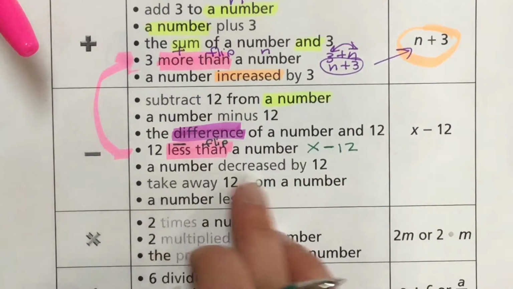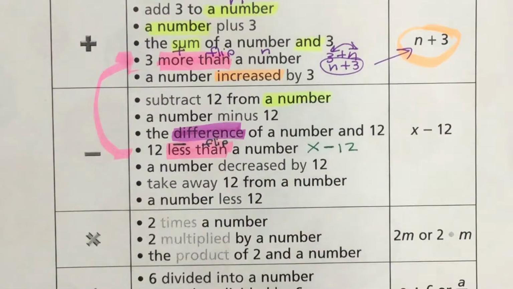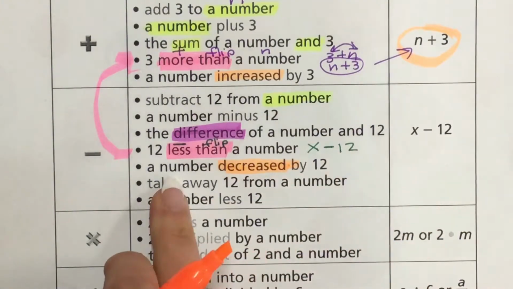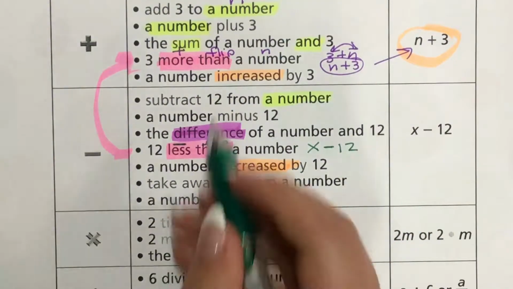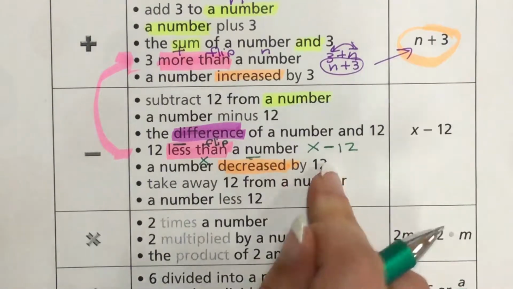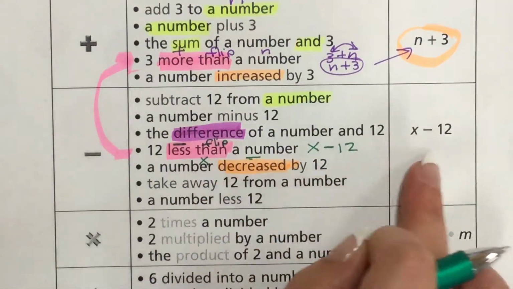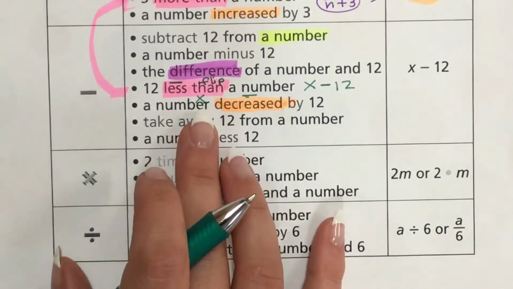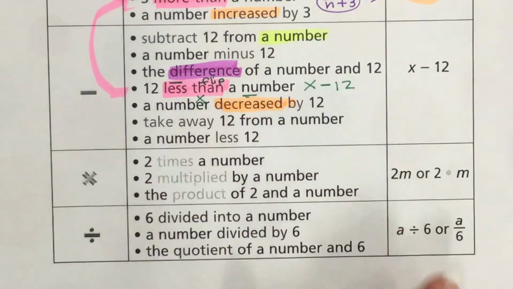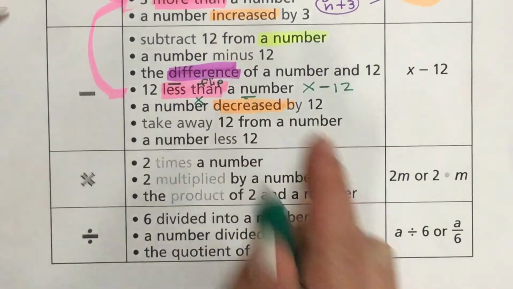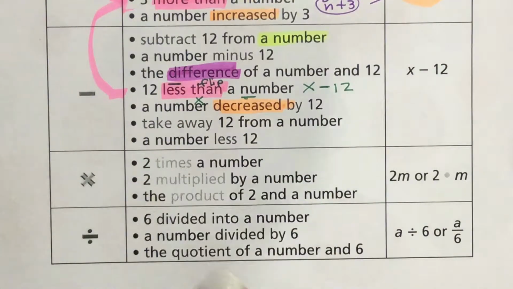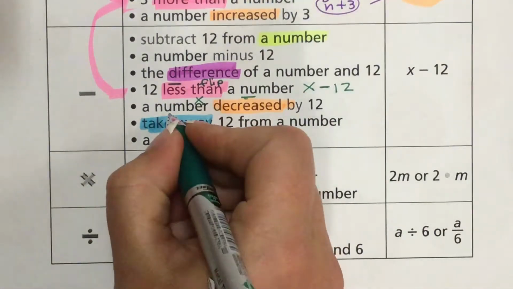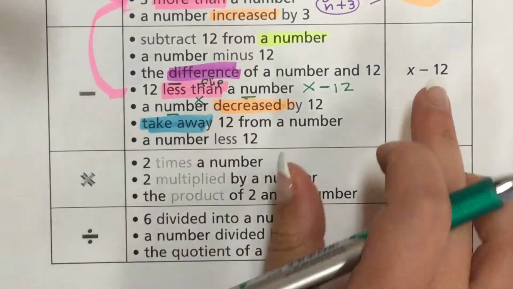The next one, a number decreased by 12. A number decreased by 12 is pretty straightforward. A number, that is our x. Decreased is subtraction, and 12. So that's how you get your x minus 12. Same thing. Here's a word that I haven't seen for a while: take away 12 from a number. Take away is representing subtraction. And what are you taking away? You're taking away 12 from what?